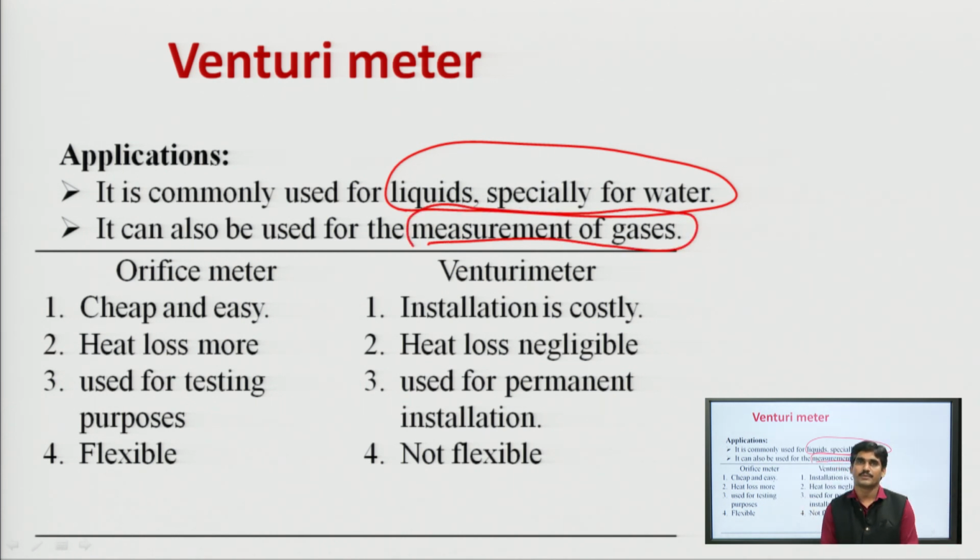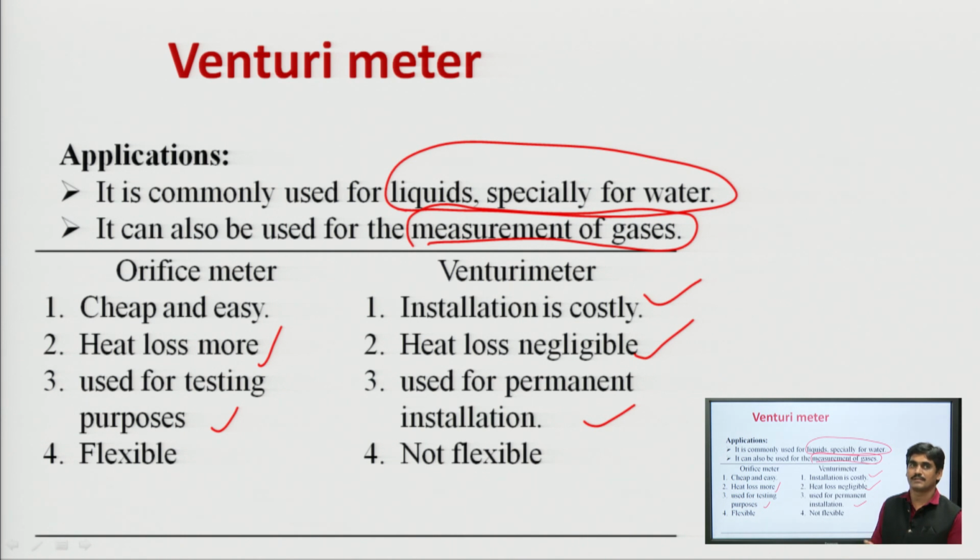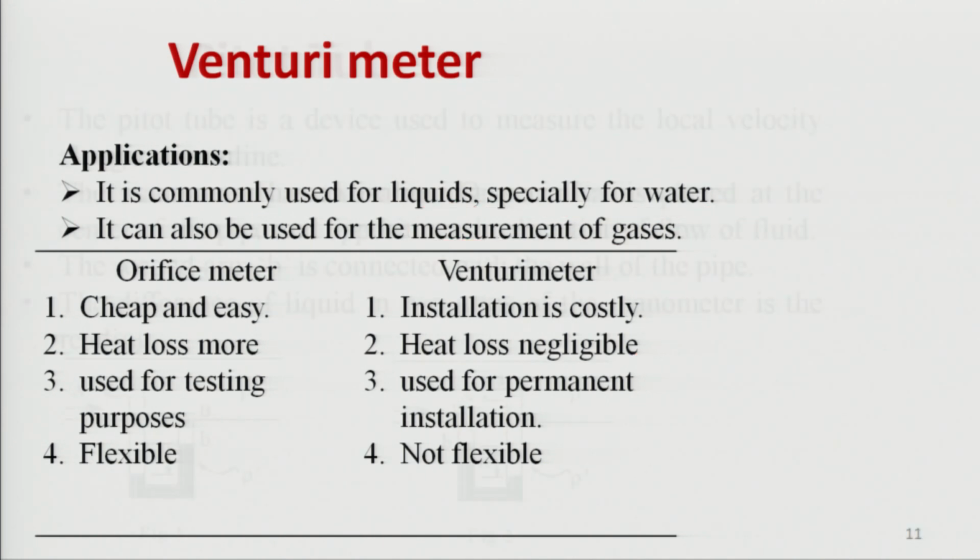Now, there is a comparison between the orifice meter and the Venturi meter. The orifice meter is cheap and easy to install. Venturi meter installation is costly. In the orifice meter, head loss is more; in the Venturi meter, head loss is negligible. The orifice meter is generally used for testing purposes; the Venturi meter is used for permanent installation. The orifice meter is flexible, the Venturi meter is not flexible. So, this is a comparison between the orifice meter and the Venturi meter.